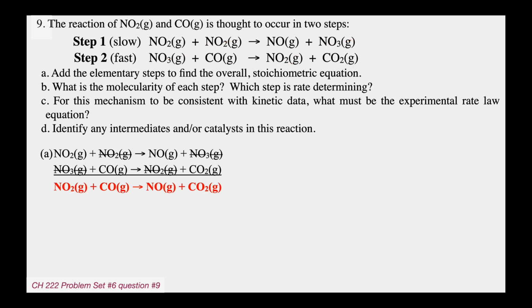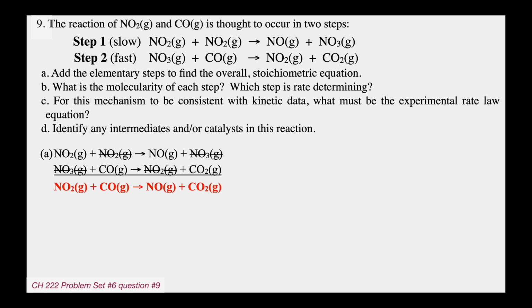B, it says what's the molecularity of each step and which step is rate determining. Molecularity is a term, and there's basically 3 choices. You can be unimolecular, bimolecular, or termolecular. Unimolecular means that there's one reactant breaking down to multiple products. Bimolecular means 2 reactants are coming together to make products. And termolecular means 3 reactants are coming together to make products.